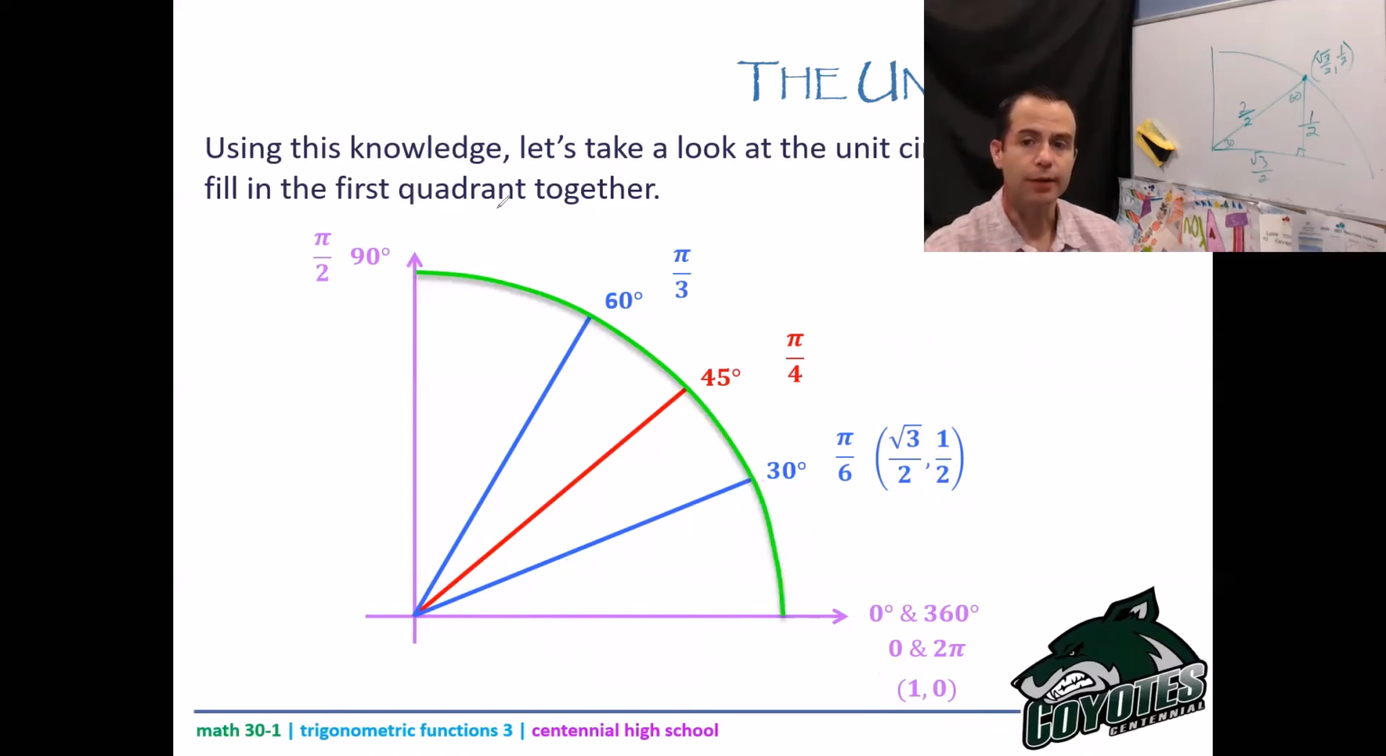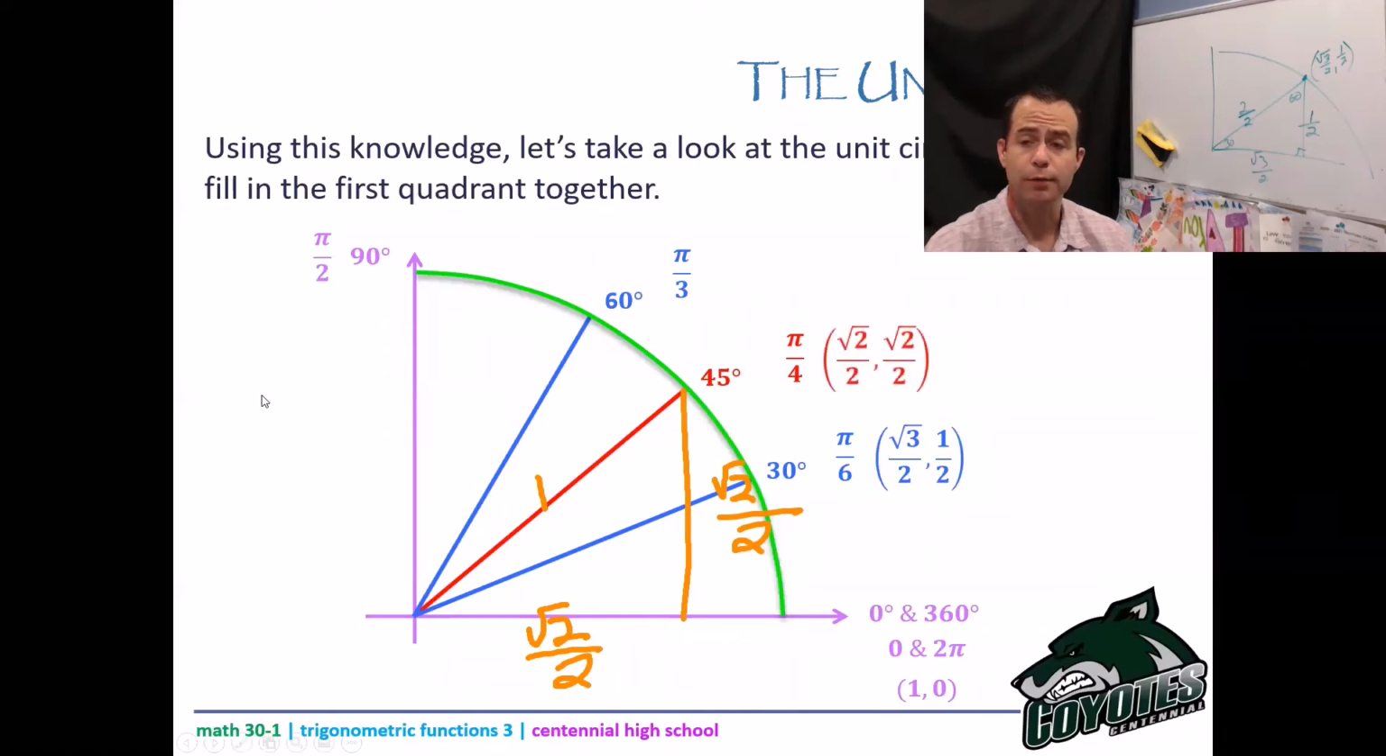Now let's have the same conversation for 45 degrees. If I was to drop that perpendicular, I'd have 45, 45, 90. This ended up being 1, this ended up being root 2 over 2, and this ended up being root 2 over 2. So the coordinate point was root 2 over 2, comma, root 2 over 2. Again, if you would like to not rationalize that, if you would like to call that 1 over root 2, comma, 1 over root 2, totally fine.